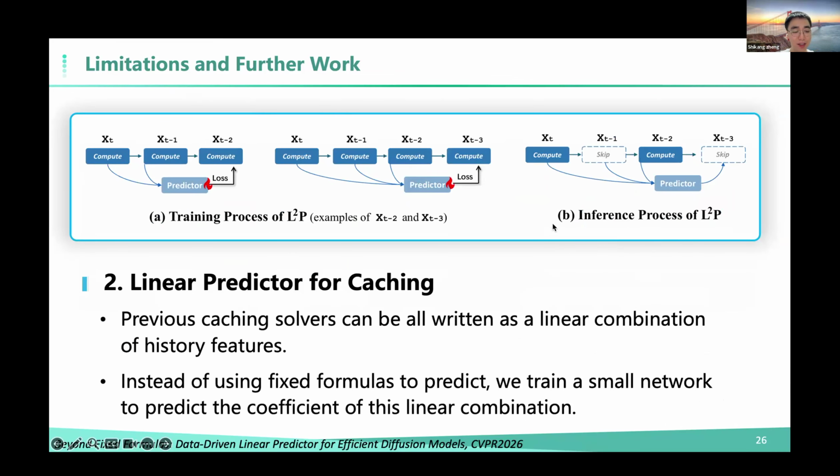And the second work based on HyCa is that we try to train a linear predictor for caching. As I mentioned, in HyCa, most of those solver steps are just linear combinations of the historical features. So since we all use these linear combinations of the historical features, why can't we train a linear predictor? A linear predictor can predict features much more accurately than those fixed linear combinations. So this is the second work.